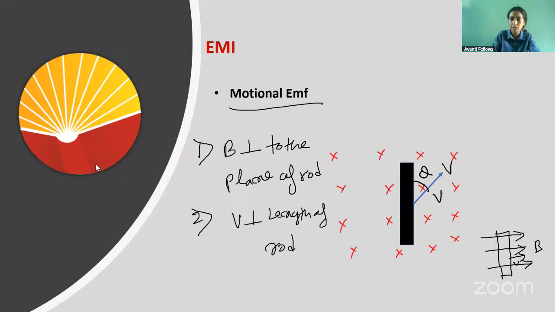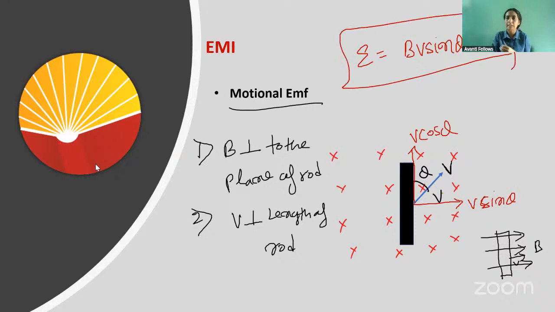So here if you see, I have given velocity to the rod which makes an angle theta with the length. So this velocity will have two components. One perpendicular to the rod, that is V sine theta, and another parallel to the rod, that is V cos theta. Because of V cos theta, no EMF is generated. Because of V sine theta, EMF will get generated. And what formula do you write for EMF? BVL, where V is perpendicular to the length. So here it is V sine theta into L. So this is the EMF generated.